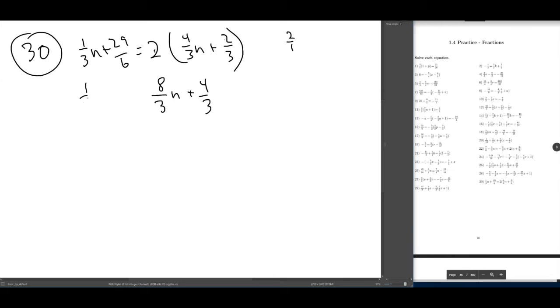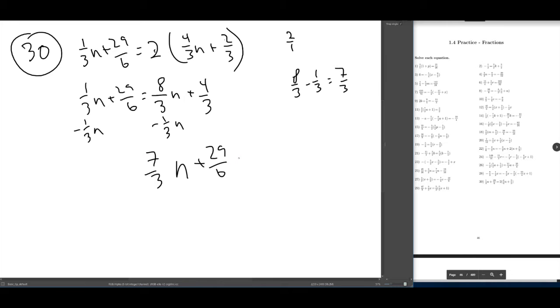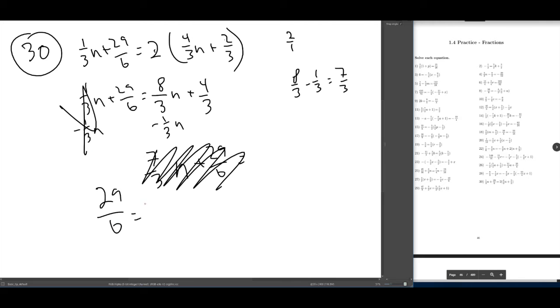And here we have 1 over 3n plus 29 over 6. Do you guys see where I'm going with this? Interesting note: if I have 1/3 of a banana and I have 8/3 of a banana here, I can combine like terms. So I'll do 8 over 3n minus 1 over 3n, and let's just bring the n down. It's really 8 over 3 minus 1 over 3, which equals 7 over 3. That's what that is. 7 over 3n plus 29 over 6 equals. I did that wrong. Hold on. That's eliminated. 29 over 6 equals 7 over 3n plus 4 over 3.